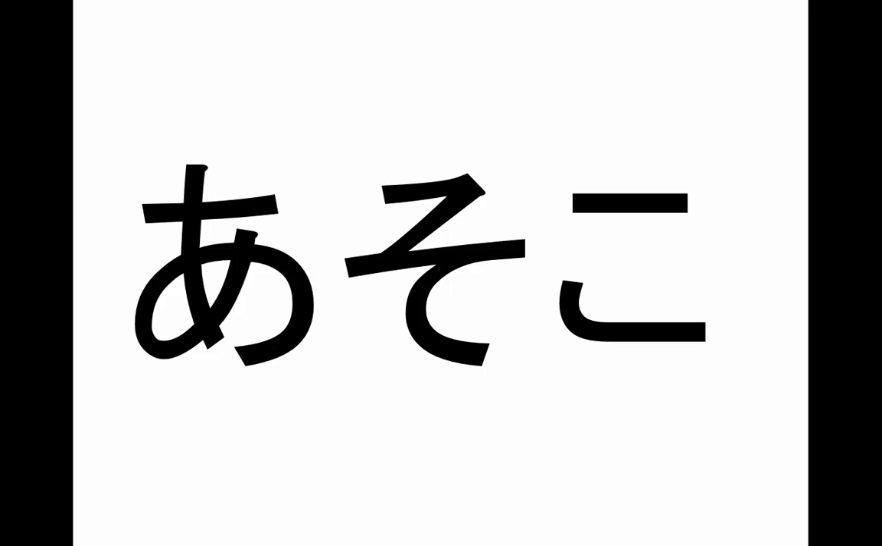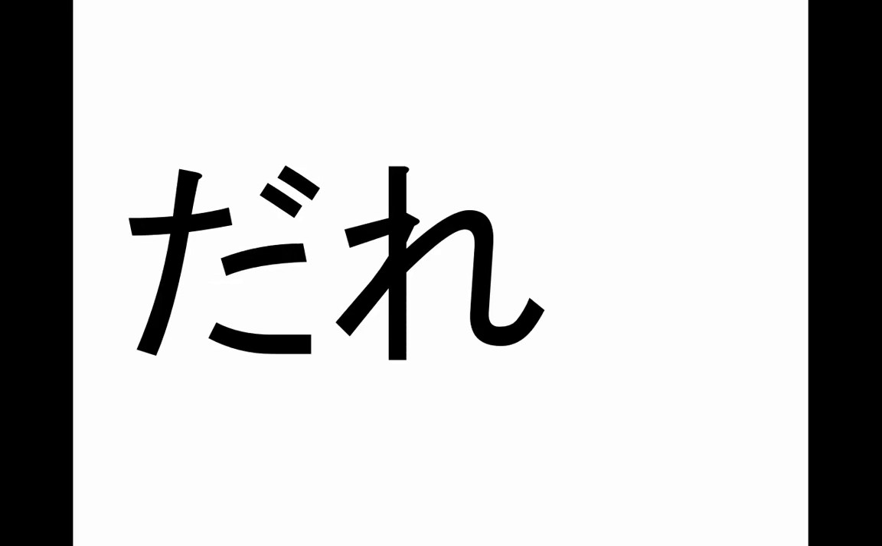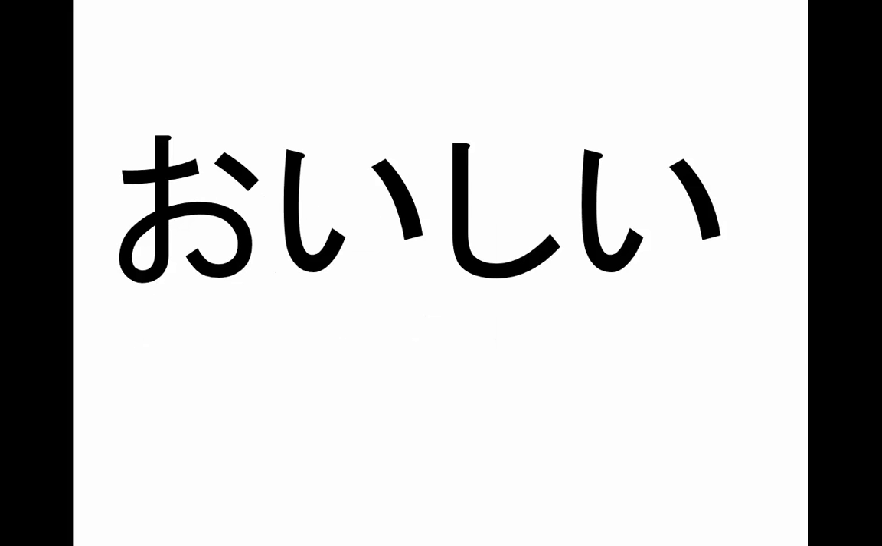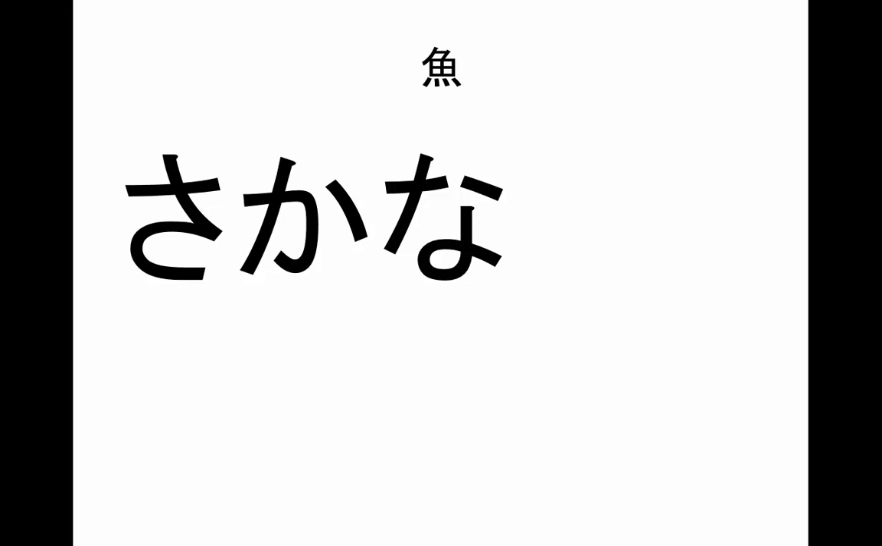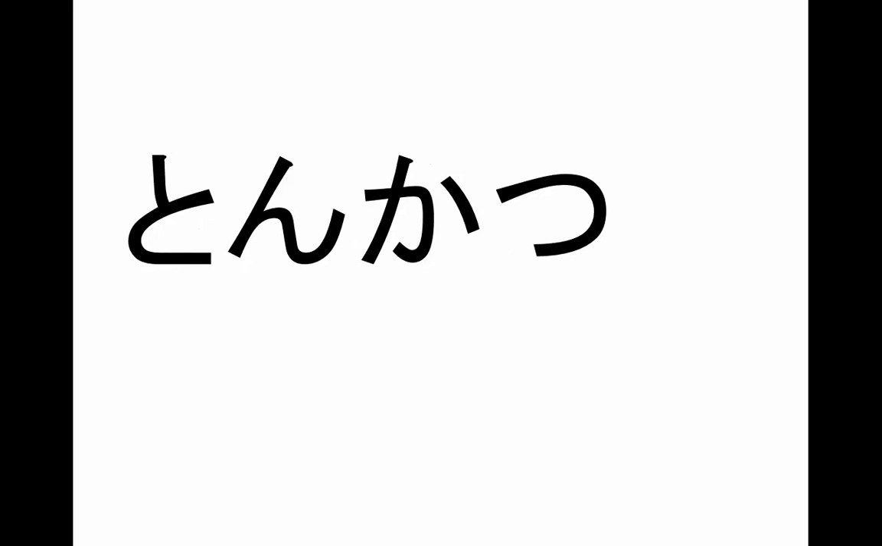Where is it? Asoko desu. Like if somebody asks you, toire wa doko desu ka? Where is the bathroom? Asoko desu. Make sense? So doko obviously is where. And then dare is a different question word, which means who. And oishii means delicious. Sakana, fish.